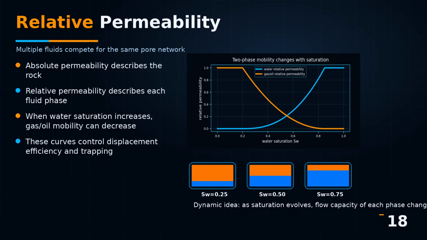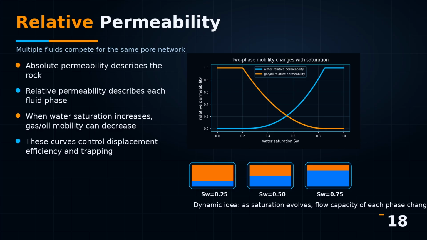As gas saturation increases, gas relative permeability increases. At the same time, water relative permeability may decrease because the gas occupies part of the pore space. This competition controls mobility, displacement efficiency, gas recovery, and trapping. The curves on this slide are not just theoretical. They strongly affect simulation forecasts.